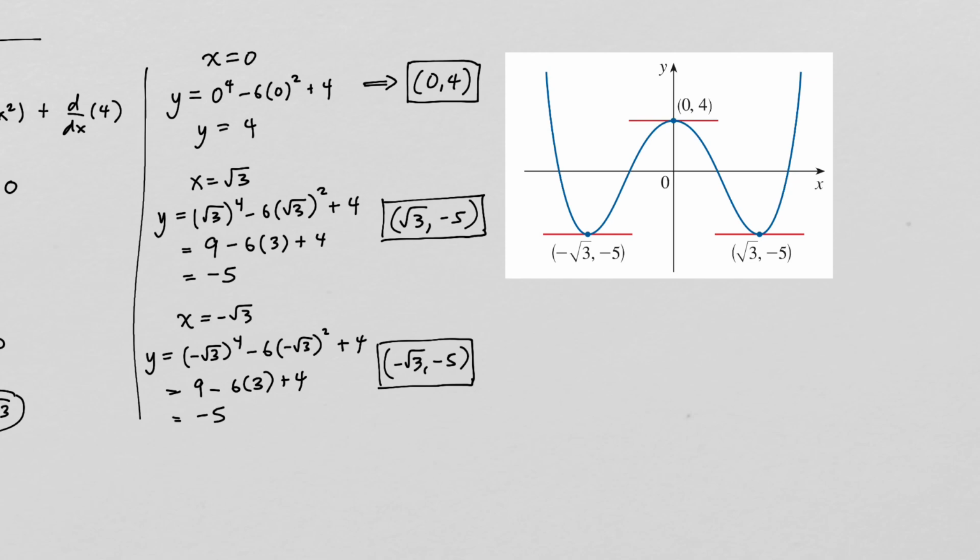So here you can see the function, and we have 3 places where we have a horizontal tangent. 0, 4, negative radical 3, negative 5, and positive radical 3, negative 5.